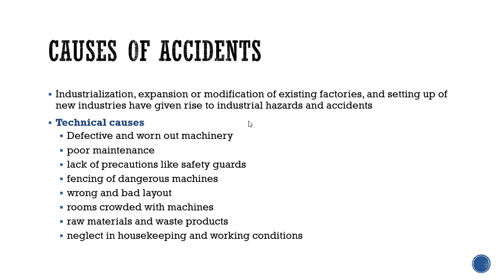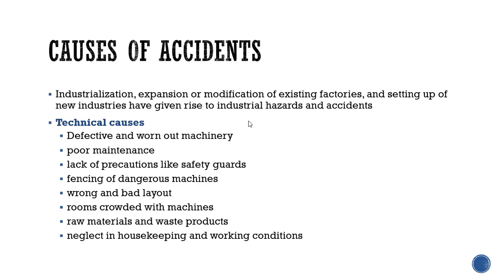Neglect in housekeeping and working conditions. Housekeeping means something like cleaning and the hygienic things. Everything comes into this. If someone neglects these aspects, then accidents may happen. Working conditions also must be perfect. The workers should get access to all basic needs. Everything has to be provided by the employer so that the working conditions may be improved. Because of neglect in this area, accidents may happen.